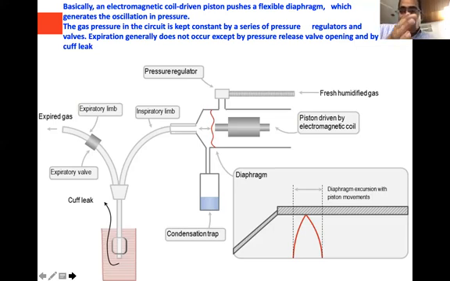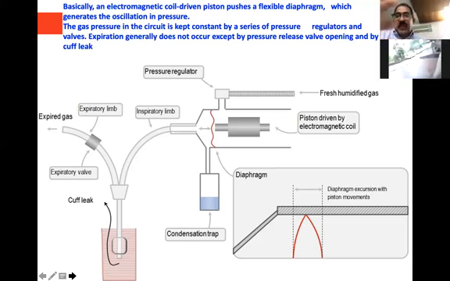This is simple. As we've discussed before, you have the inspiratory limb and the expiratory limb. So you have the piston here, which generates the sinusoidal wave pattern. And around this mean airway pressure, this sinusoidal wave pattern amplitude goes in, and that's what generates the oscillations.